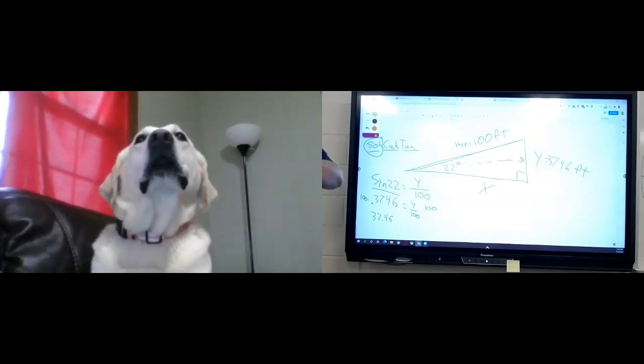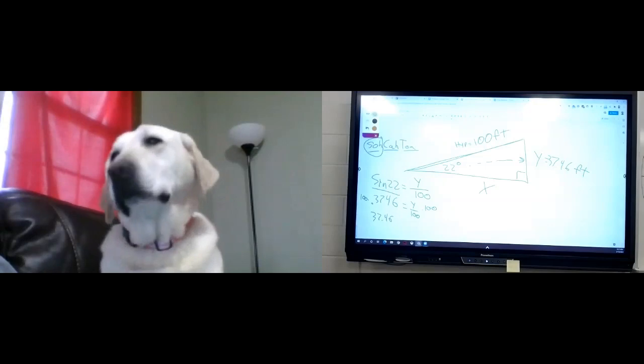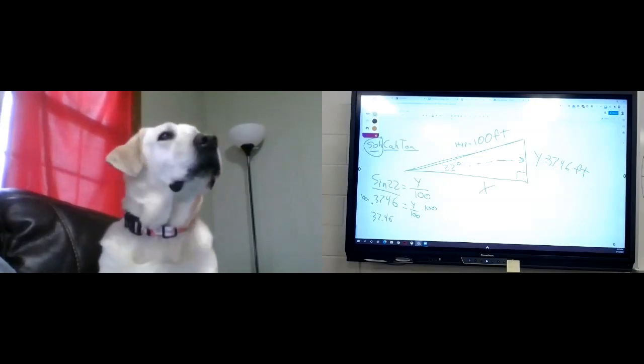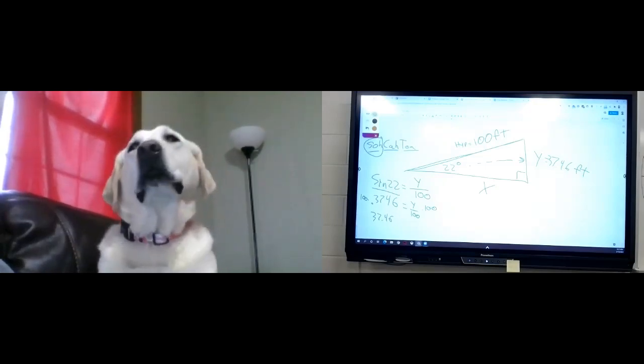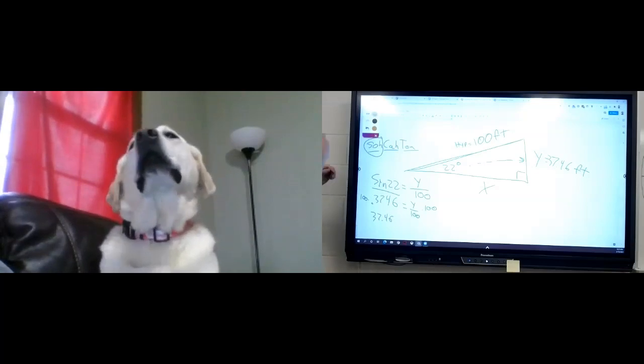Now, what's going to happen to the side on the bottom? Whatever this side is, what happens when I move the angle up? This side's going to get smaller, isn't it? So let's see if that works.